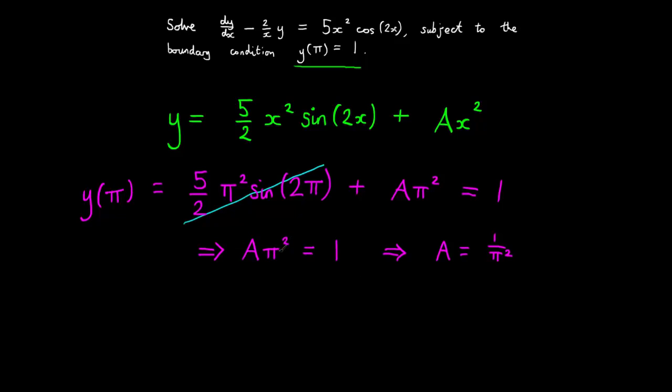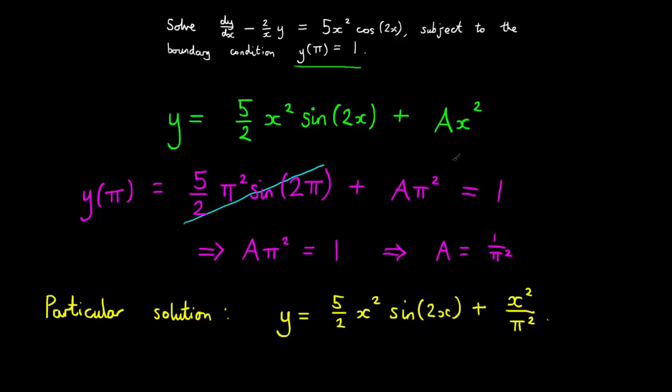Rearrange that by dividing throughout by pi squared. We get that a is equal to 1 over pi squared. And then we can put that back into the general solution. In other words, replace this a that we have up here with 1 over pi squared, and we get the particular solution. So this is the final answer. y is equal to 5 over 2 x squared sine 2x plus 1 over pi squared times x squared, or x squared over pi squared. And that's the final answer.